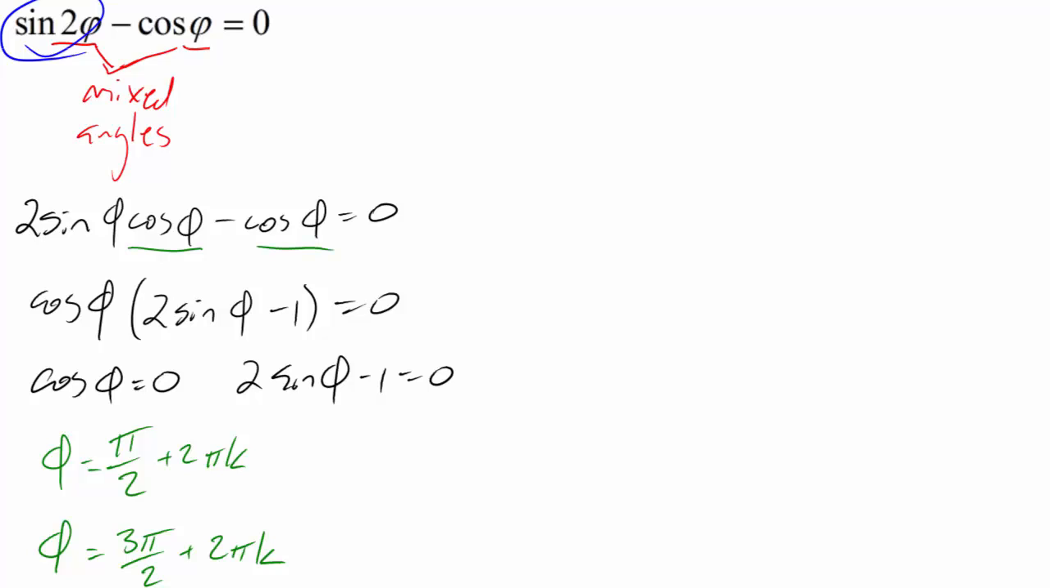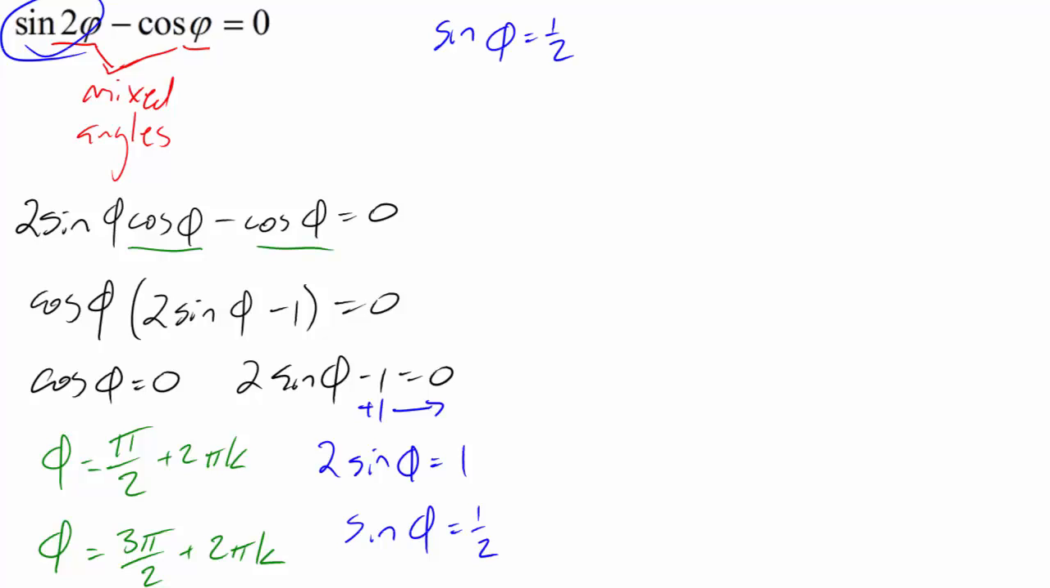Okay. Now for 2 sine phi minus 1 to equal 0, first we'll go ahead and add that 1 over to the other side. So we have 2 sine phi equal to 1. Then we'll divide both sides by 2, so we know that sine of phi will have to be equal to 1/2. Right, so in that case, when sine of phi is equal to 1/2, that means sine is the positive 1/2. Sine is going to be positive in quadrants 1 and 2.